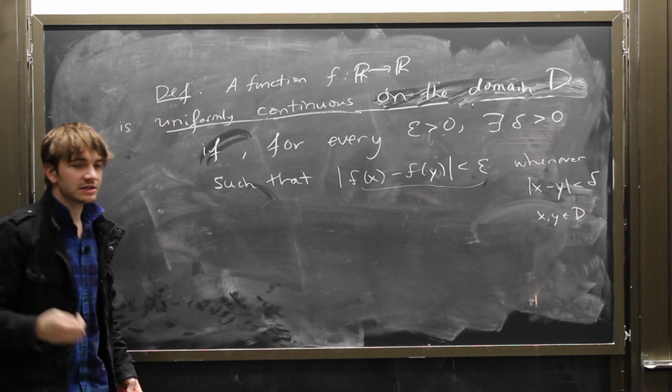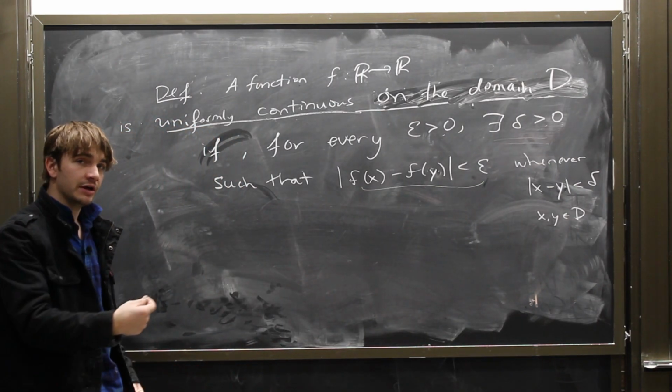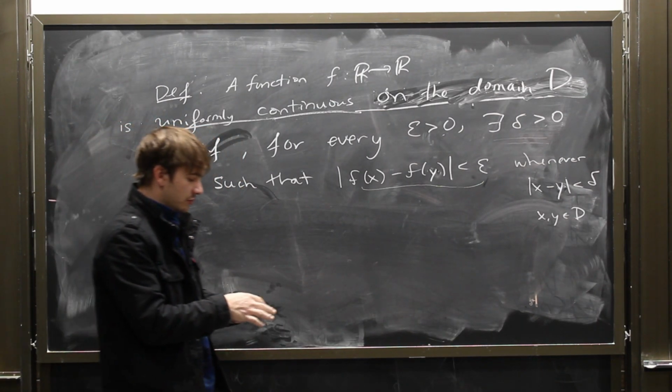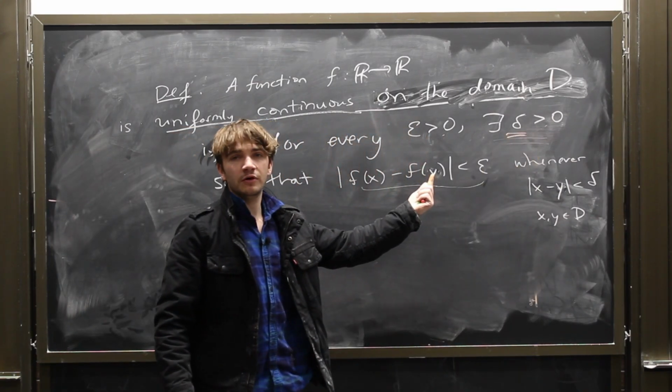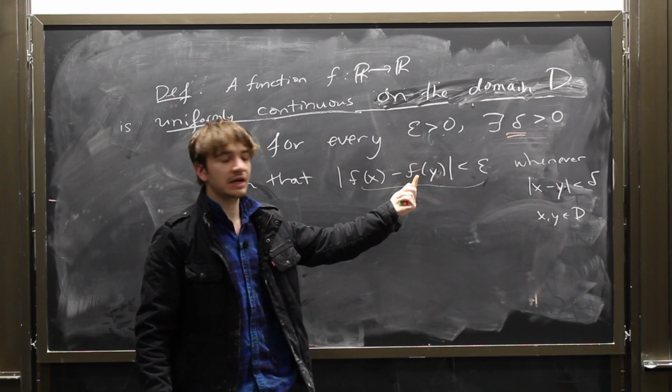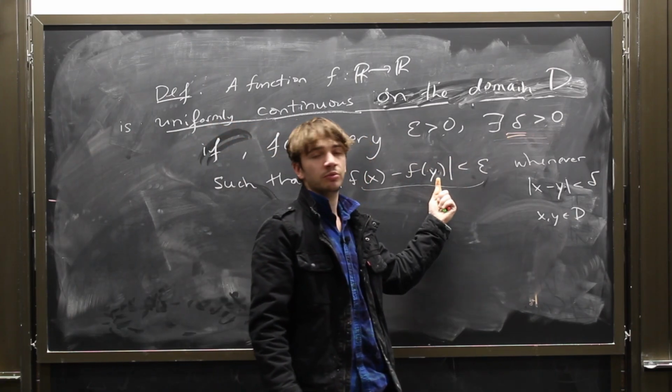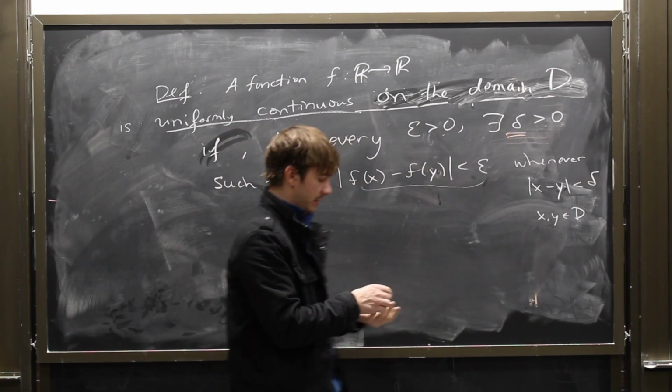So all I've done is I've let the fixed point A vary in my domain, okay? And then I've required that delta should work for all y. So delta does not depend on the choice of the point A. I'm now letting A vary, okay?